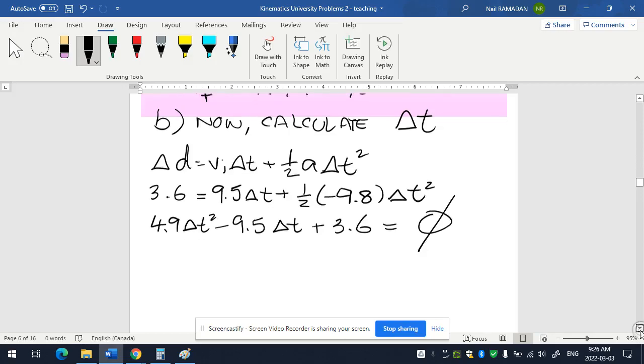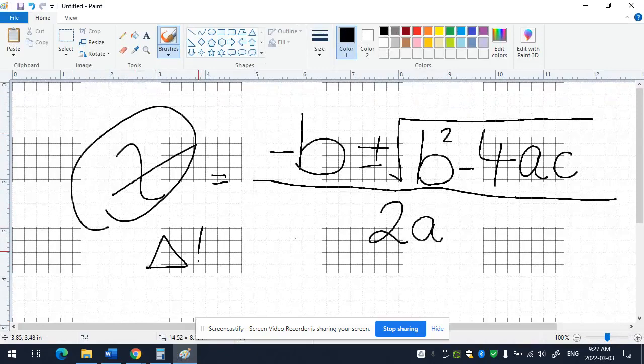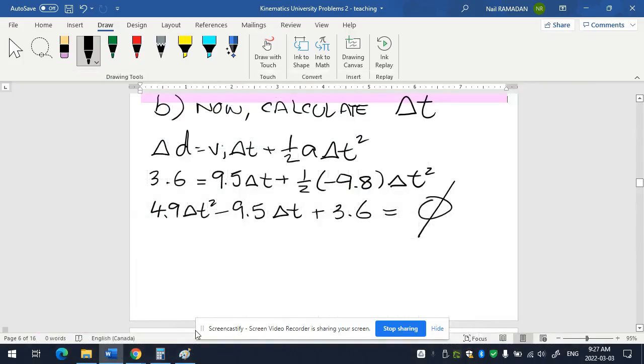What's the quadratic formula again? It's this guy. But instead of x, what's my variable now? Delta t or t, that's fine. So delta t equals. Oh, what's my a? Everyone, what's my a value? Okay, everyone, go ahead, write a here. Okay, what's my b?